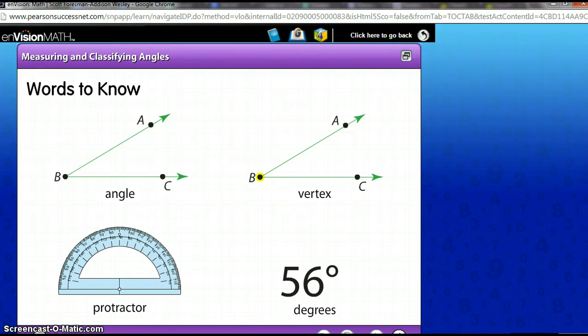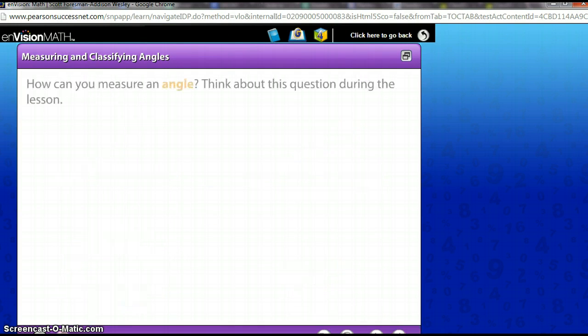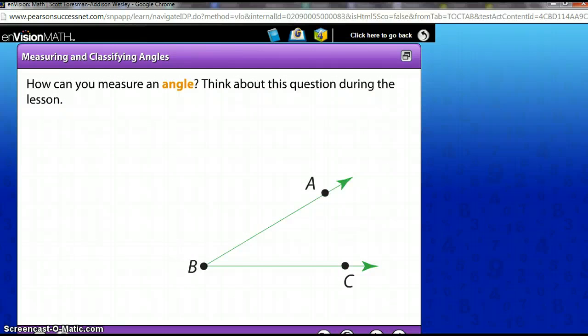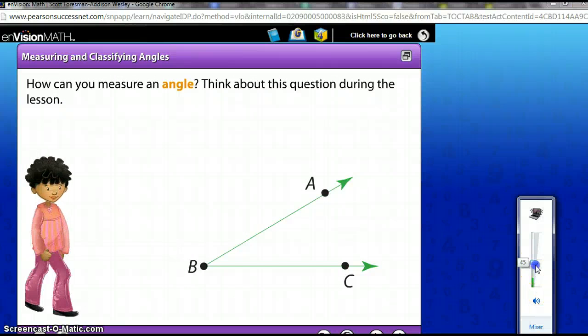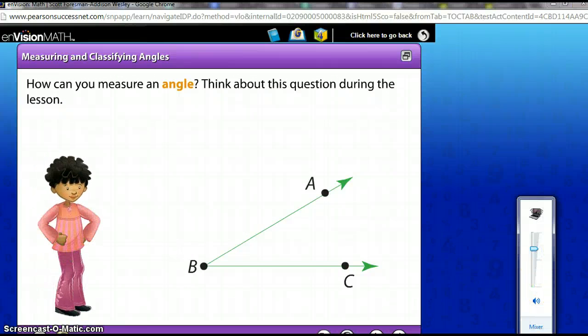And there's some of our words. Oh, one of the words we didn't talk about yet. Of course, we talked about angle, vertex, degrees. I'm glad that Liz brought that word up. And, of course, you all have your protractor, which should be sitting on your desk, out of your little hands at this point. How can you measure an angle? Think about this question during the lesson.